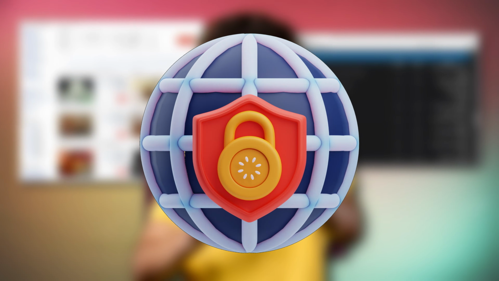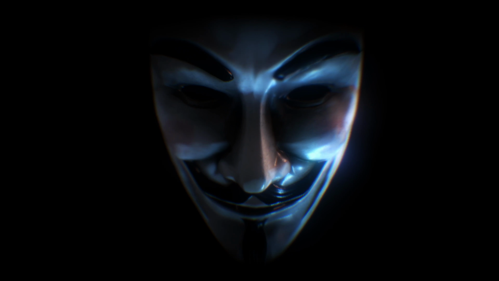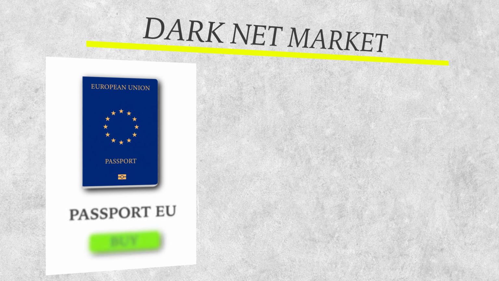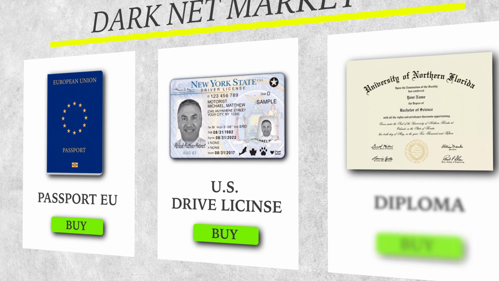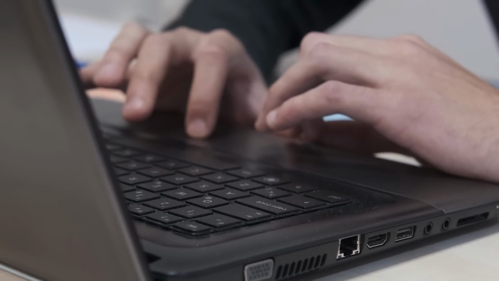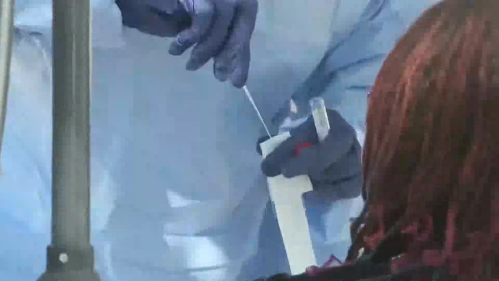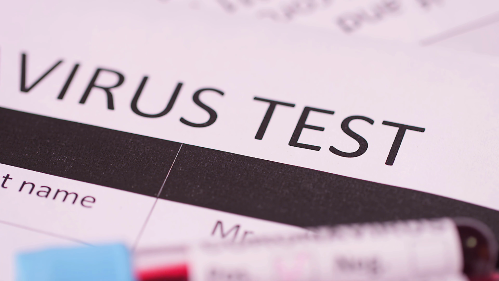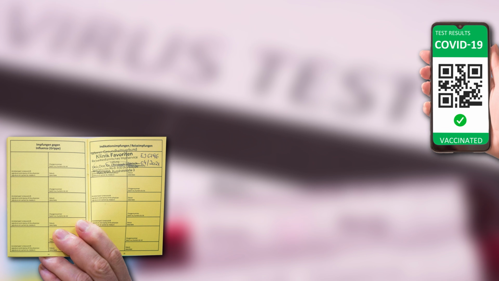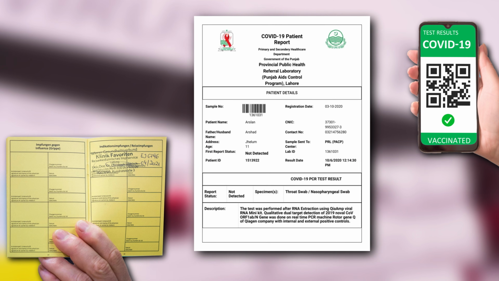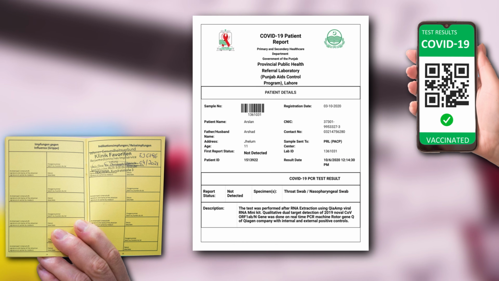One of the most chilling aspects of the Darknet is how it can distort the truth. Need a passport from a European Union country? A US driver's license? A university diploma? It's disturbingly easy to find offers for all of the above. During the height of the COVID-19 pandemic, listings appeared for fake vaccination certificates, QR codes, and forged negative test results, posing a very real public health threat.